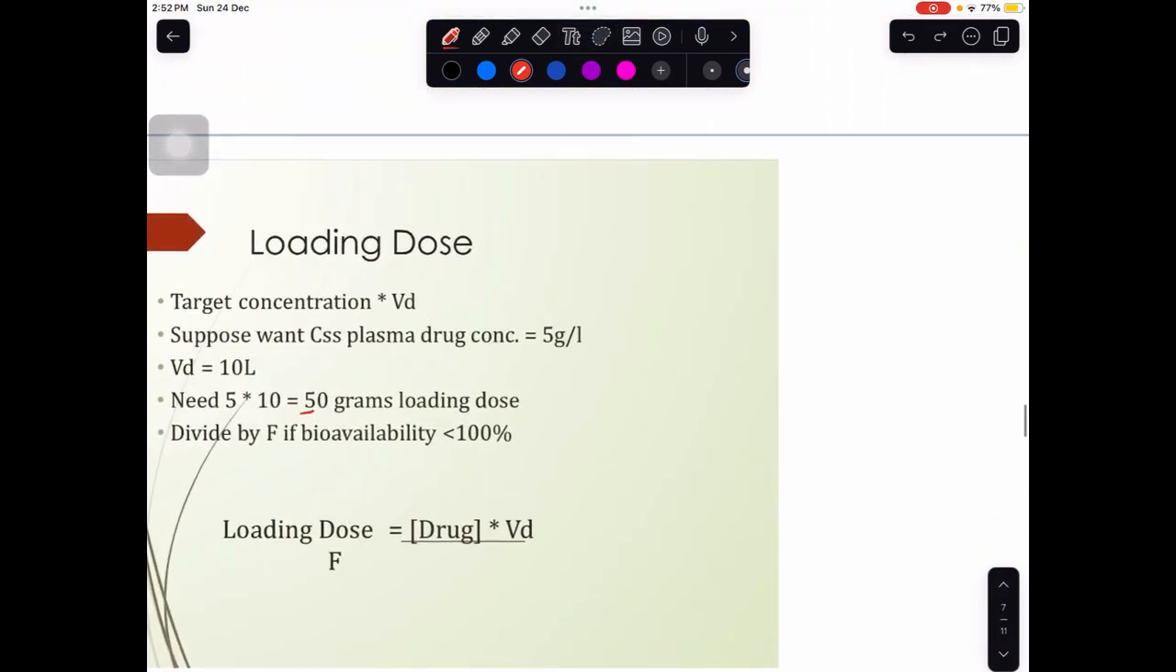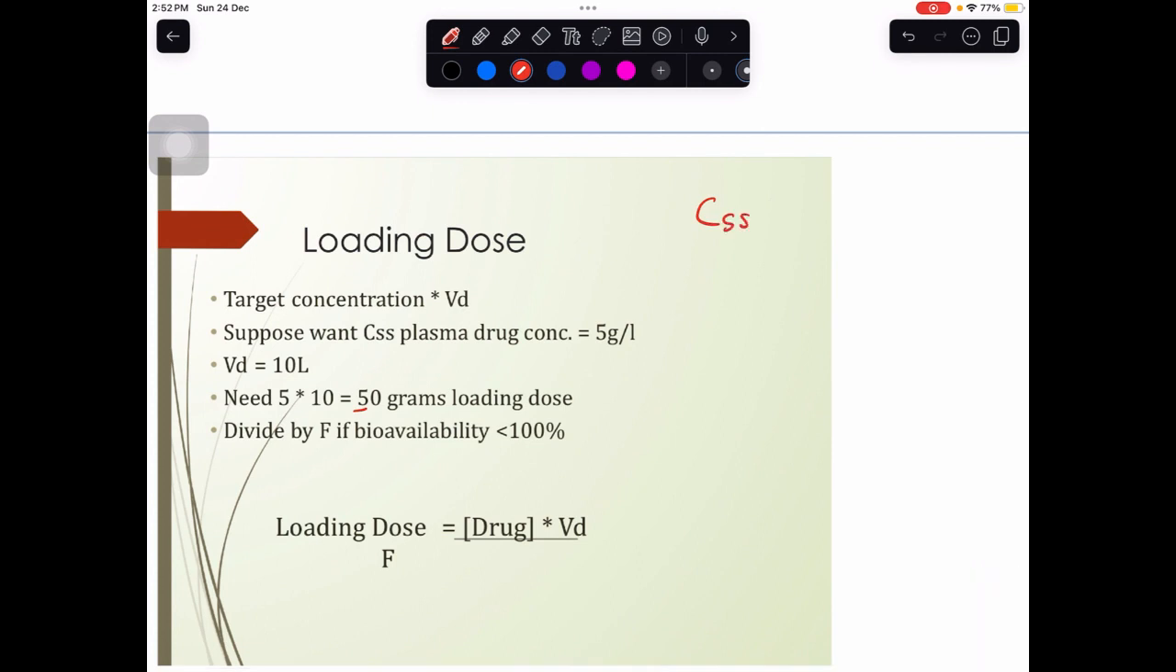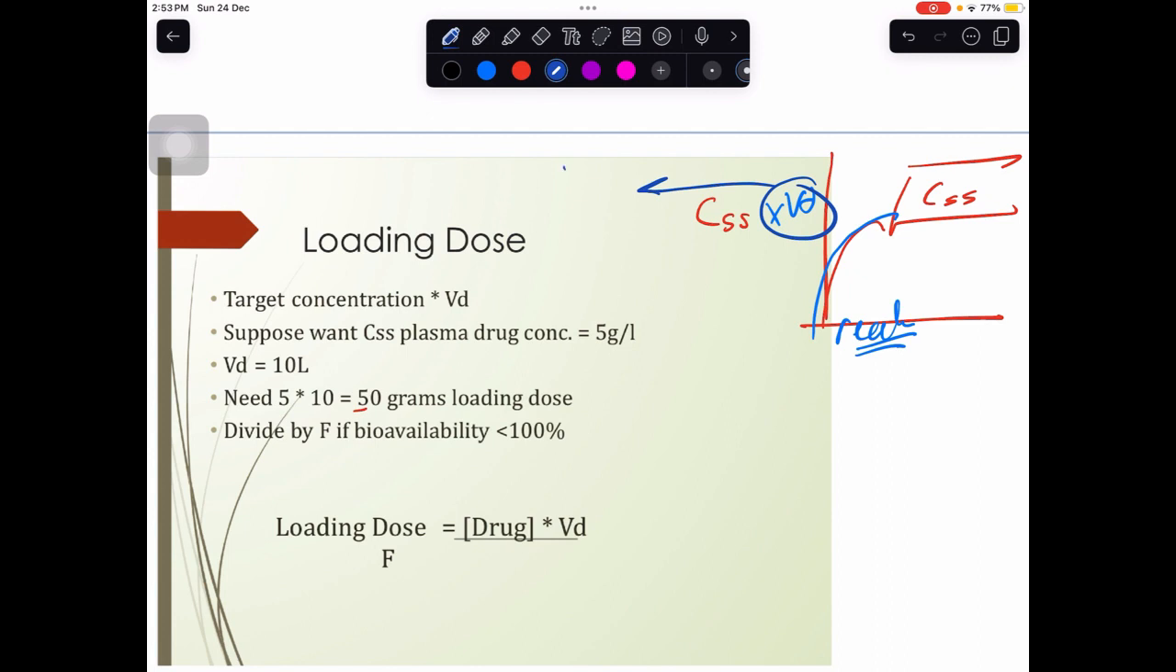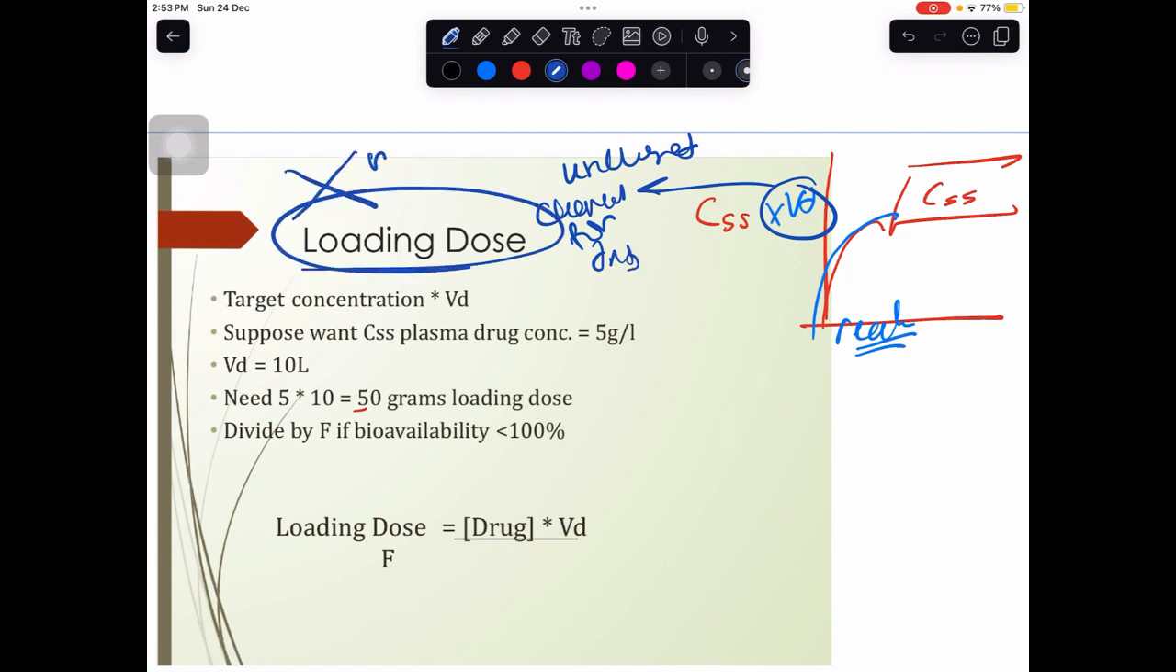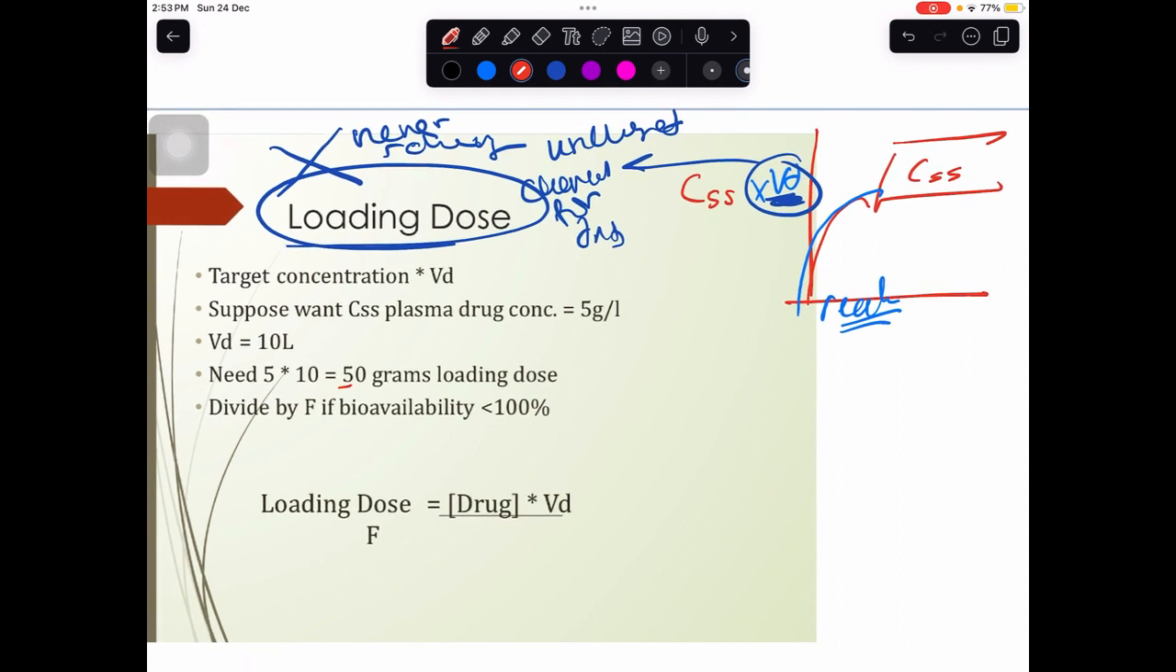Now the loading dose. They're telling you the loading dose, it means the target concentration. What was my target concentration? The CSS, right? We mentioned the whole aim of the body was to reach the CSS, and the loading dose was what to reach. So loading dose is the target concentration that I want to reach times the VD. And this makes sense because we know the VD is unchanged. It's a characteristic of the drug and it never changes. The same way the loading dose also never changes, because the VD never changes, because it's a characteristic of this drug.